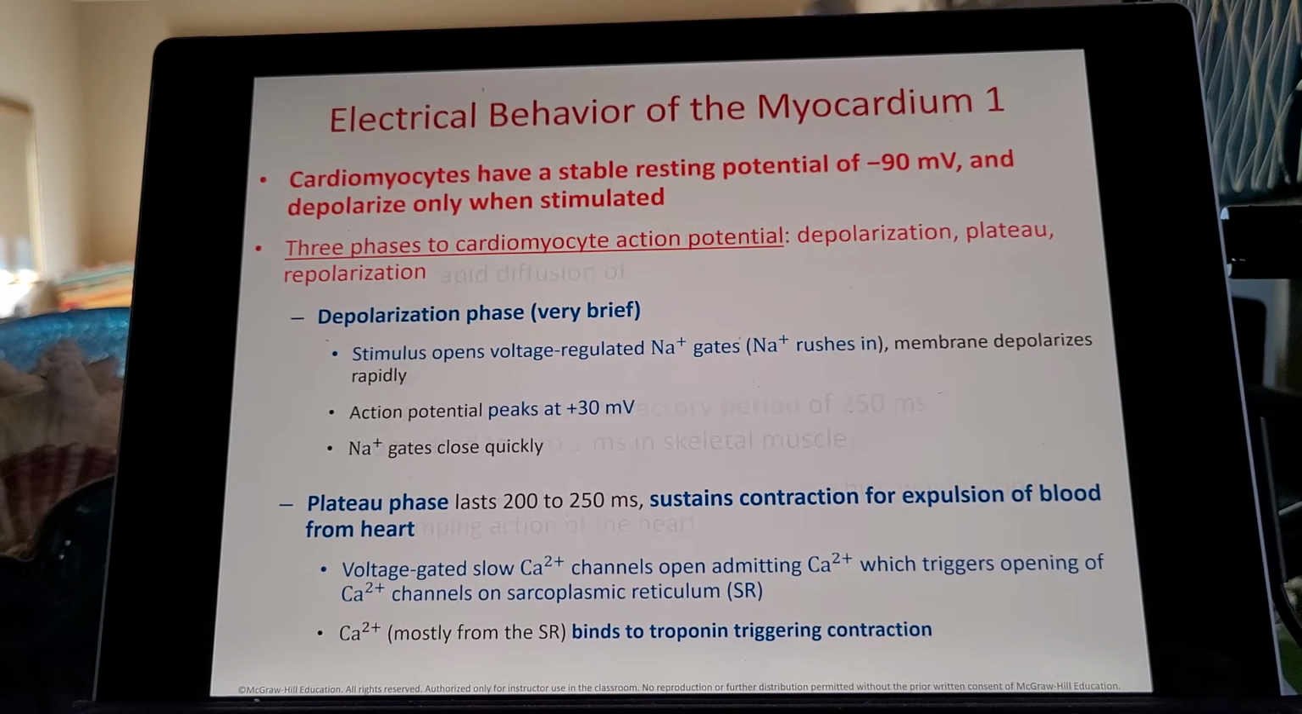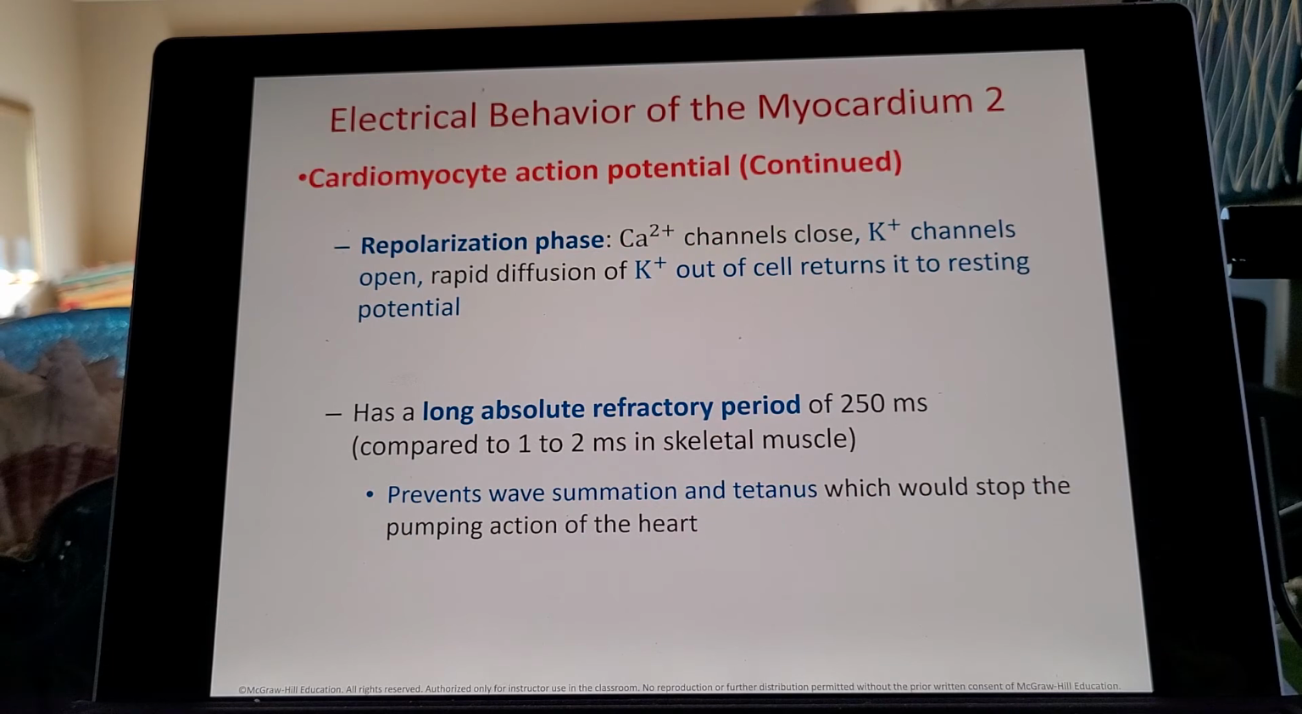Then our last part of our cardiomyocyte action potential is our repolarization phase. We have to go back to where we came from. Our calcium channels are closed and our potassium channels are open. Potassium goes out of the cell, being repelled out of the cell from the positive charge, just like with the other ones. As that positive charge is leaving the cell, it makes the inside of the cell more negative, and eventually you go back towards your resting membrane potential.